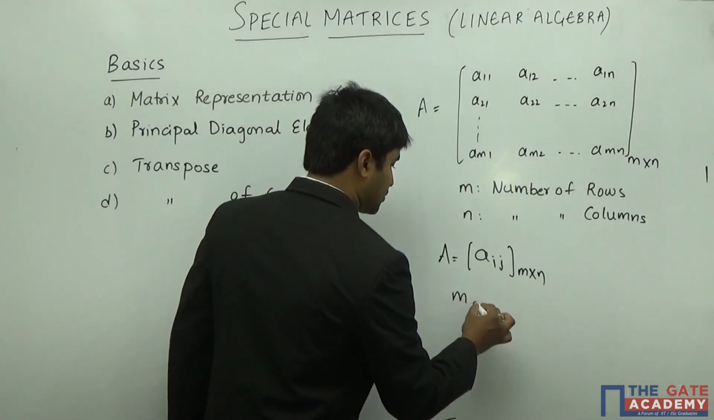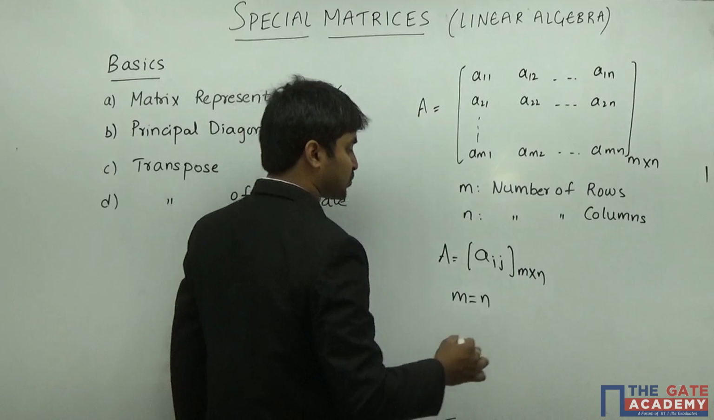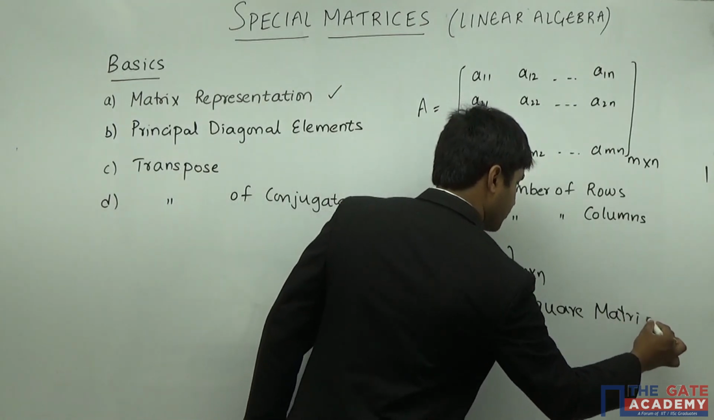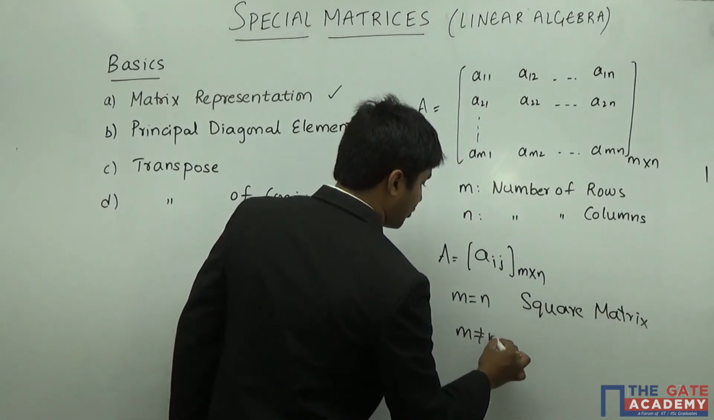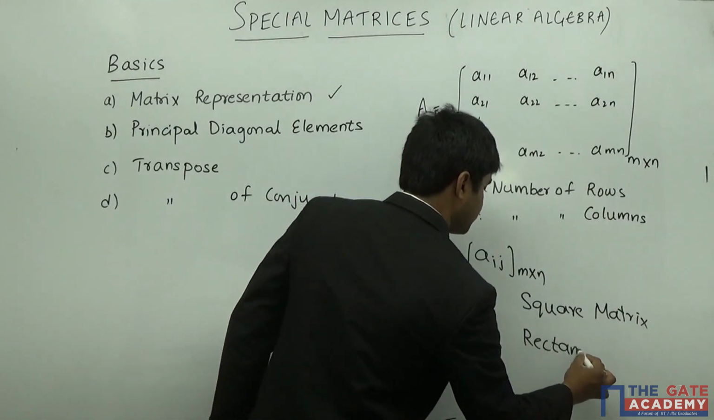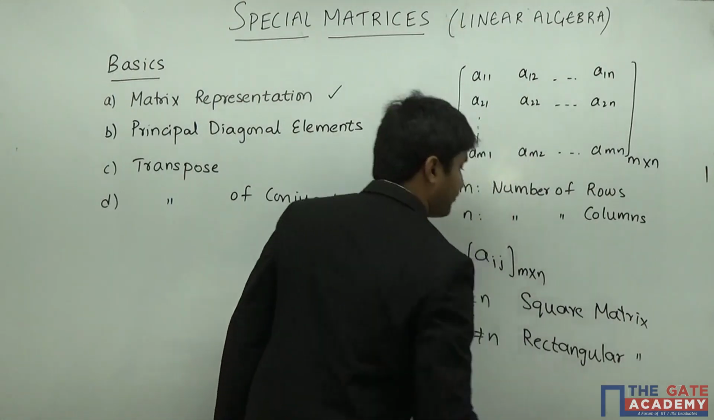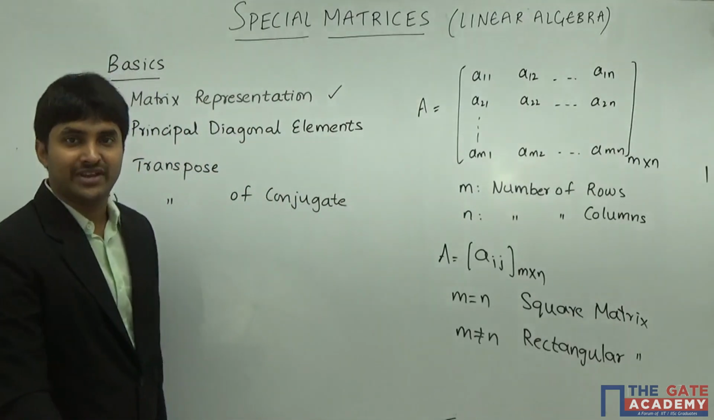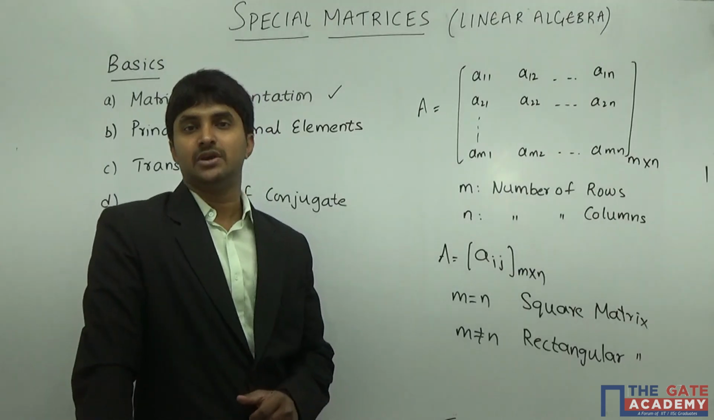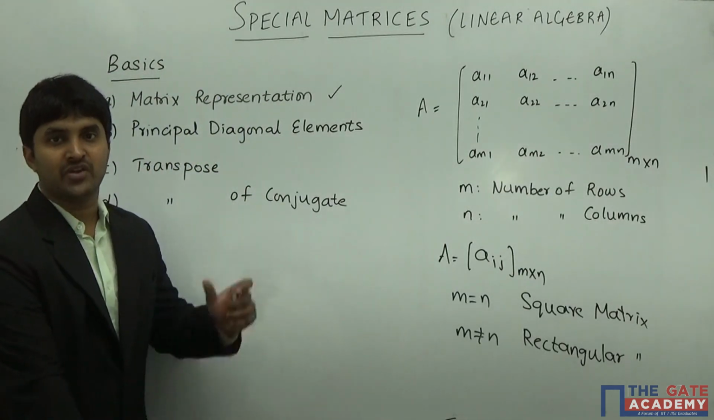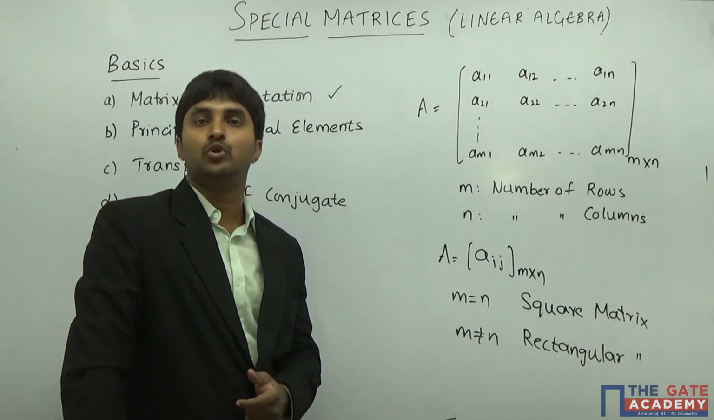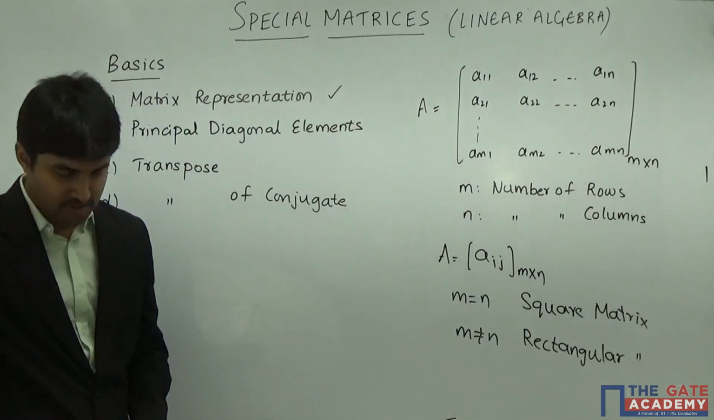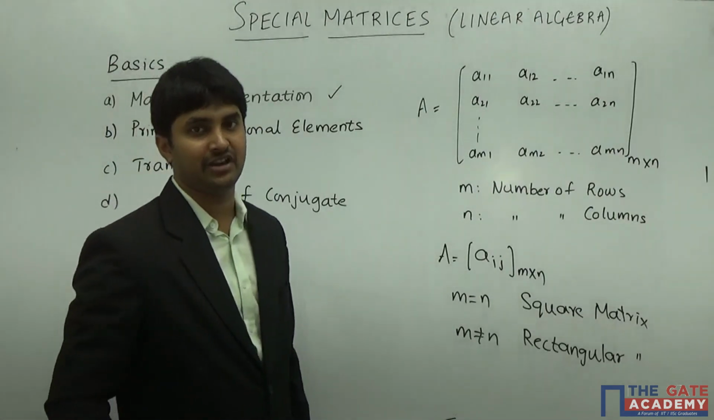When the value of m is equal to n, we call the matrix a square matrix. When the value of m is not equal to n, we call it a rectangular matrix. In general, in many cases we are going to use only the square matrix. Even in the special matrices that we are going to learn, all of them are going to be only square matrices. So that is the importance of the square matrix. This is how we can represent a particular matrix.